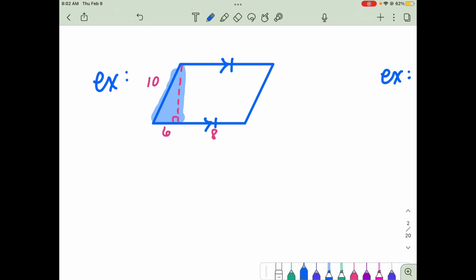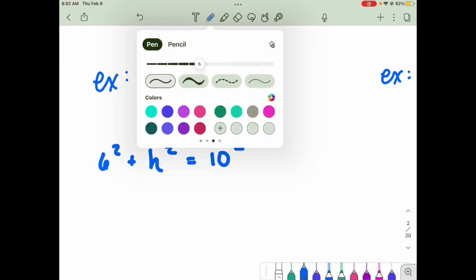So to find the height here, you need to use, hopefully you figured it out, the Pythagorean theorem, right? And so you would do 6 squared plus height squared equals 10 squared. And so then when you simplify that all out, you would have gotten 8 as the height, all right? So super important. That's the big common error that people have when finding the area of a parallelogram, all right, is not using the Pythagorean theorem.